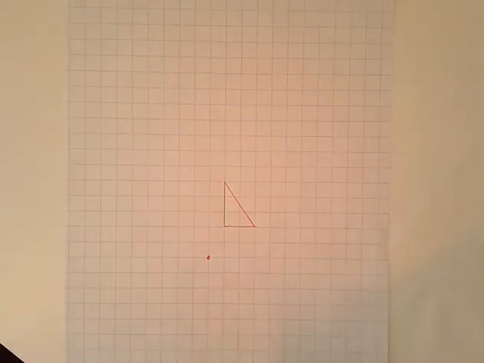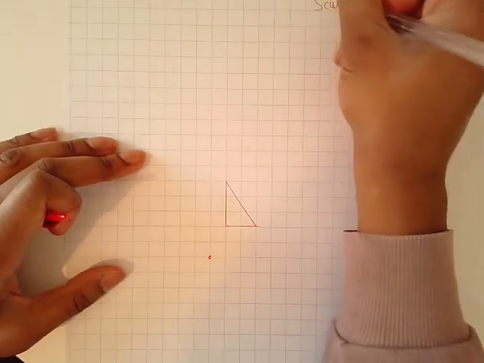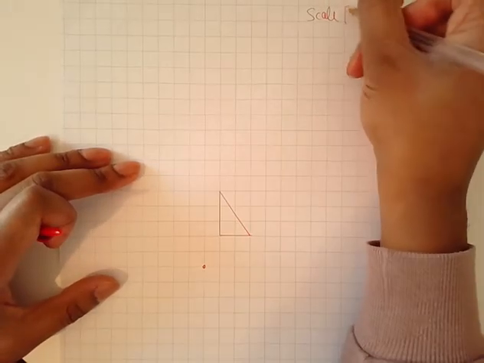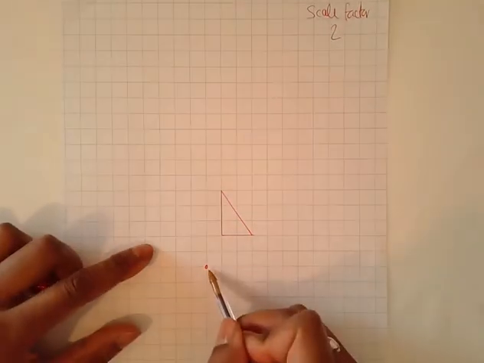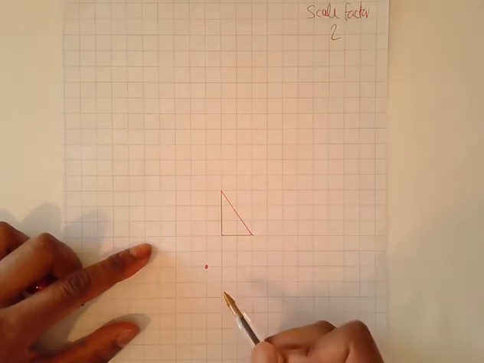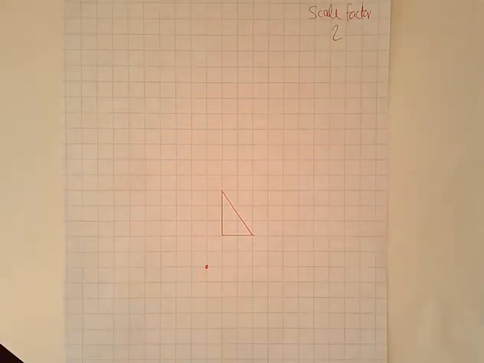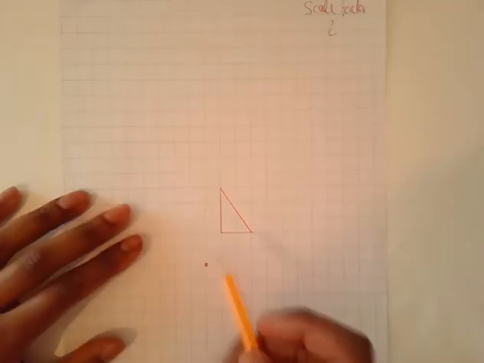I want to enlarge this shape by a scale factor of 2. That's my center of enlargement. And I'm going to enlarge the shape. So this is how I do it. One way of doing it is like this. Just use a pencil just in case you make mistakes and rub it out.